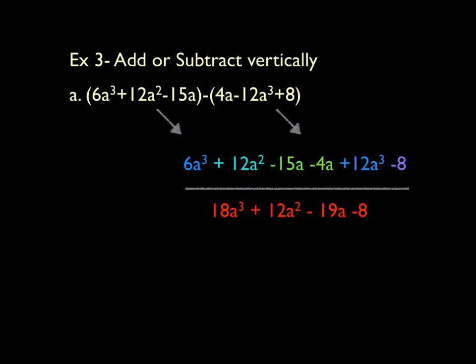So when you rewrite the equation, it is going to be 6a to the third plus 12a to the second minus 15a minus 4a plus 12a to the third minus 8. After we rewrite the equation, we have to combine like terms or combine the colors that are the same. The answer is 18a to the third plus 12a to the second minus 19a minus 8.